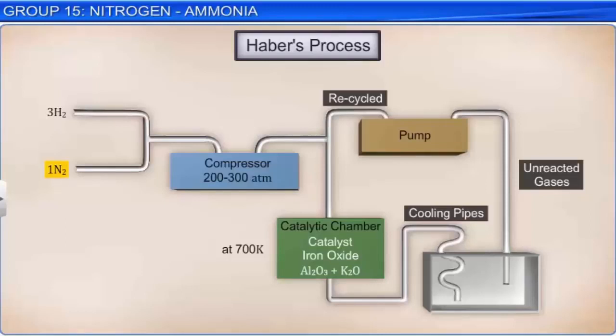Pure and dry nitrogen and hydrogen are mixed in a ratio of 1:3. This reaction mixture is compressed under high pressure of about 200 to 300 atmospheres in a compressor. Then, these compressed gases are let into a catalytic chamber that is fed with finely divided iron oxide with alumina at 700 Kelvin. Subsequently, the ammonia formed along with unreacted nitrogen and hydrogen gases are liquefied to obtain liquid ammonia.